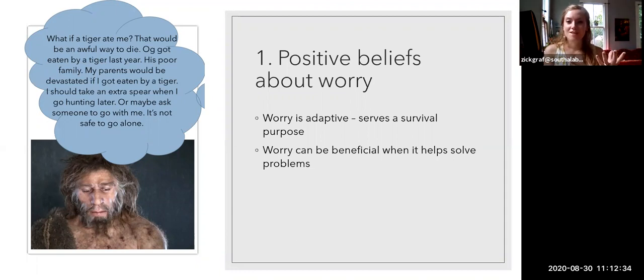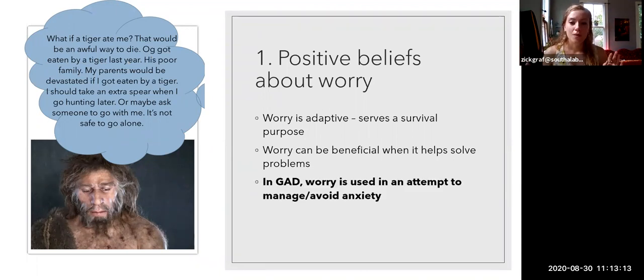What people with GAD and everybody else might differ on is whether it's necessary to have all of these anxious thoughts in the middle. So would our evolutionary ancestor have come to the same conclusion that he should take an extra spear and go hunting in a group if he hadn't scared and upset himself by thinking about people he knows who've died and how his family would react if he died? Probably, maybe, but people with GAD have the belief that if they don't worry, if they don't scare themselves, if they don't project themselves into the worst case future scenario and think about all the different ways that it could go wrong, then they won't solve their problems. And that's probably not true.